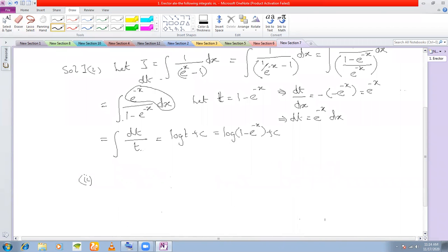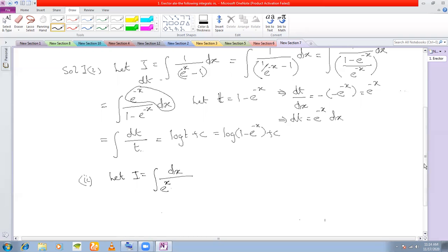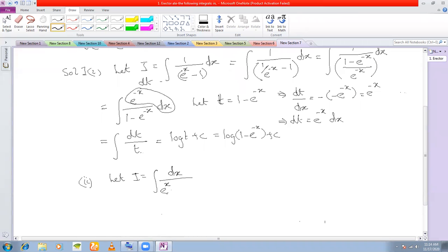Let I is equal to integral dx by e to the power of x plus e to the power of minus x. Now again, e to the power of x is only in the denominator. So I try to bring an e to the power of x in the numerator also. How do you do that?